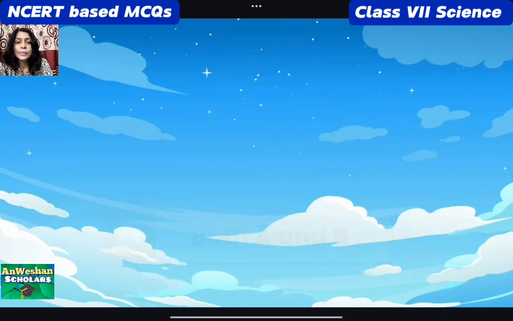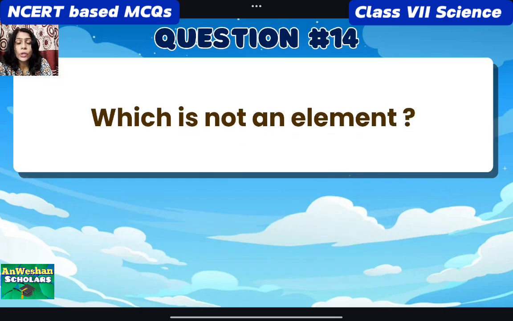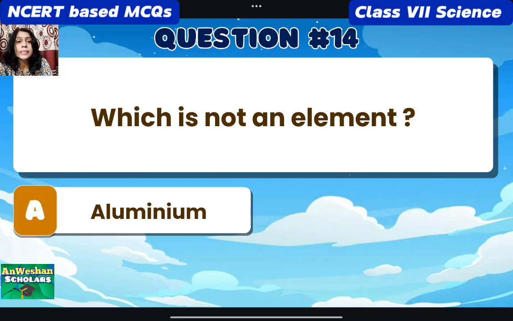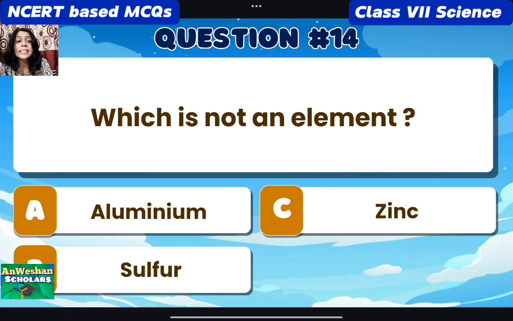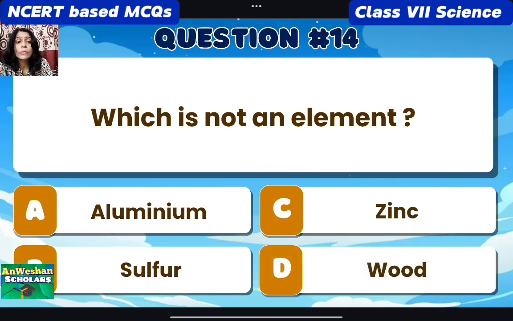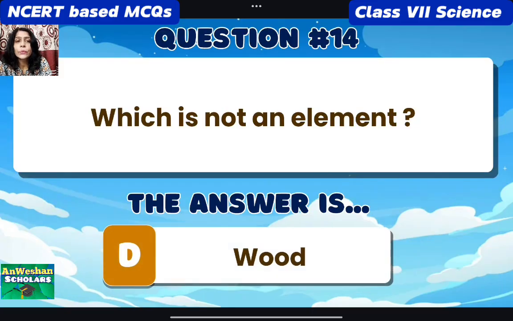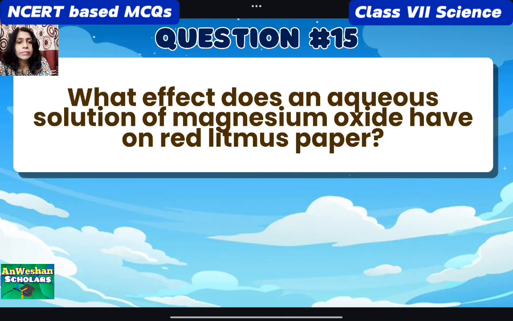Now the next question. Which is not an element? Option A, aluminium. Option B, sulfur. Option C, zinc. Option D, wood. Aluminium, zinc, sulfur are all elements because they are either metals or non-metals. Wood does not fall in either of the categories and hence is not an element at all.